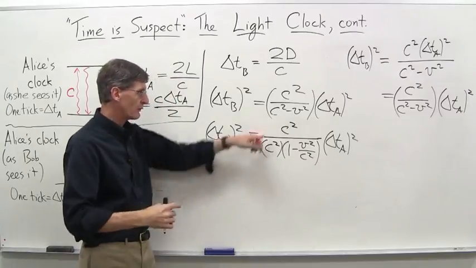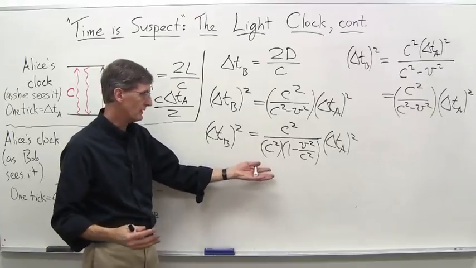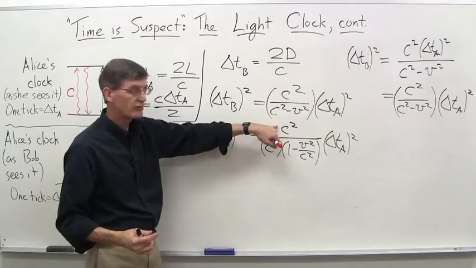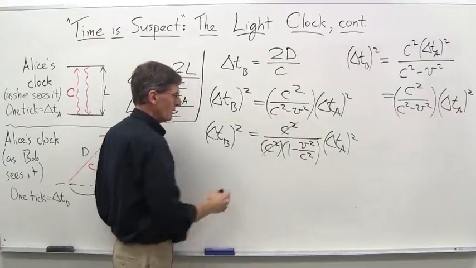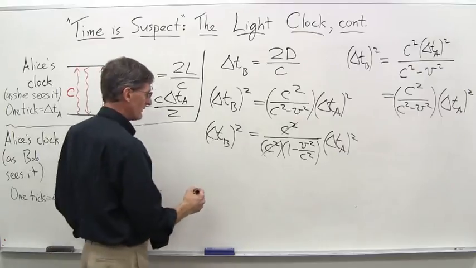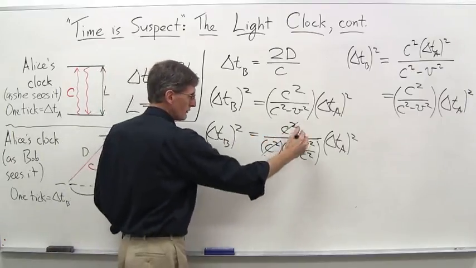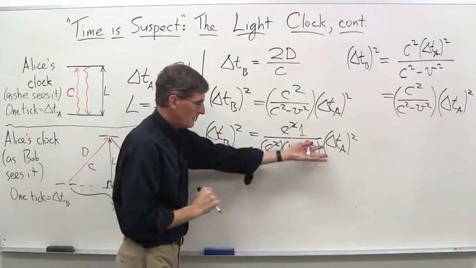So just a different way of writing this, and it looks actually like it's worse. And in general, it would be. But look what we've got here. Now we can cancel these c squareds. I've got a c squared in the numerator, a c squared in the denominator. Get rid of that. Get rid of that. And so we can write this as delta TB squared equals 1, so we have a 1 now here on top, over 1 minus v squared over c squared times delta TA squared.